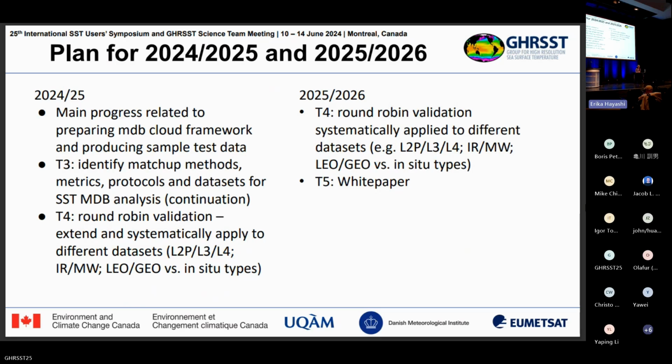And then based on this common matchup production using the same tool, the same method, we can work on the evaluation of the different assessment metrics, which will be the next step immediately after this, and go into this round-robin validation exercise where we will intercompare this based on different kinds of data sets, so different processing levels from L2P to level 3 and level 4, infrared and microwave sensors, so high resolution, mid, low resolution, polar orbiting or just stationary satellites, and also different types of in situ reference data.